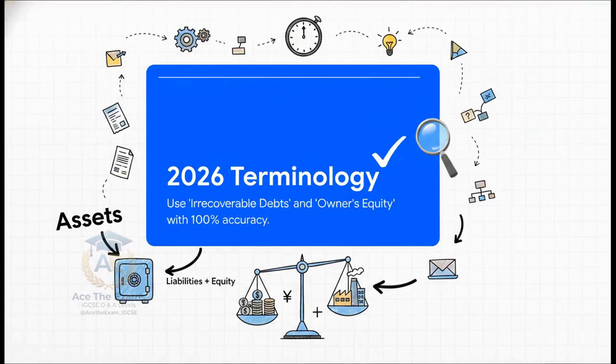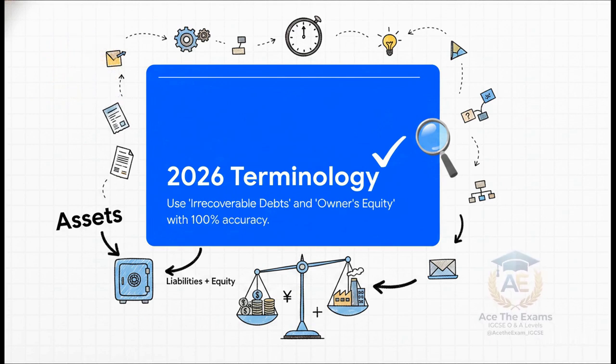Now, you really need to know that Cambridge is updating its standards. They are demanding perfect usage of modern international terminology. For example, if an exam asks you to state the accounting equation, you have to use terms like irrecoverable debts and owner's equity with 100% accuracy. Gone are the days of outdated phrasing, guys.